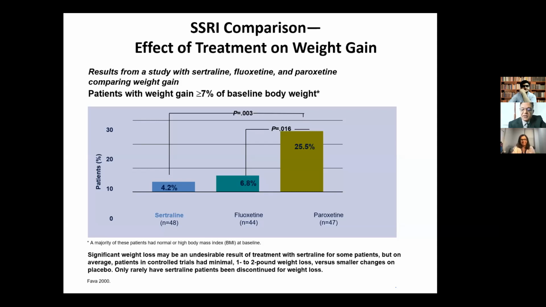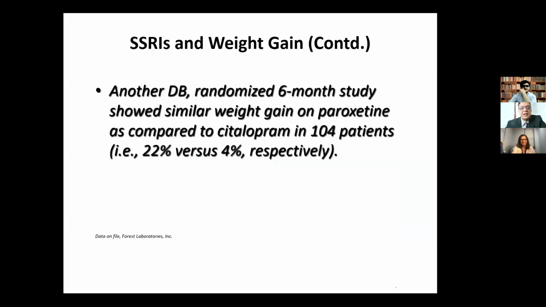The study which replicated some of these findings was done by Forest Lab, who came out with citalopram, because they wanted to show that their drug is different from paroxetine. They did this study for marketing reasons, obviously. It was a well-designed, double-blind, randomized 6-month trial. It showed that citalopram was 4% and paroxetine was 22%. So we are close, within 22 to 25 percent, with paroxetine replicated.